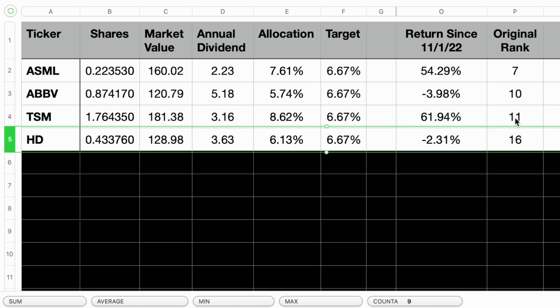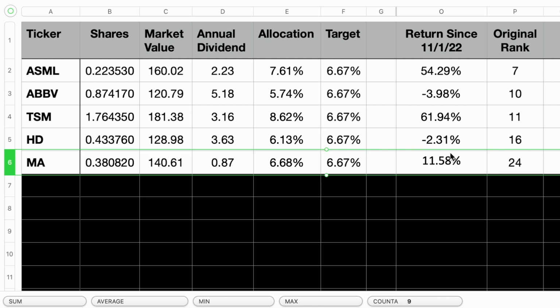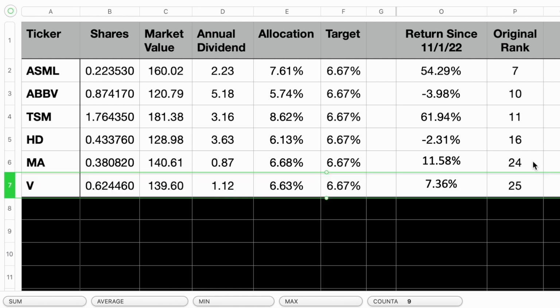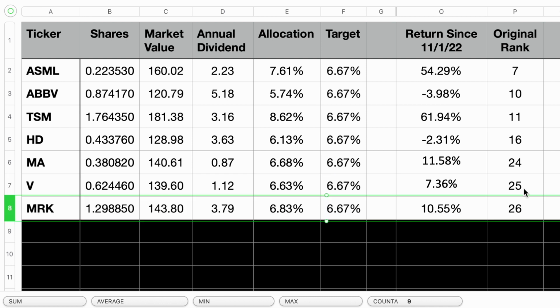The fourth core holding is Home Depot, that is down 2.31% since November. The fifth core holding is MasterCard, that is up a decent 11.58%. The sixth core holding is Visa, that is up a modest 7.36%. And rounding up the core holdings, we have Merck, that is up a solid 10.55%.